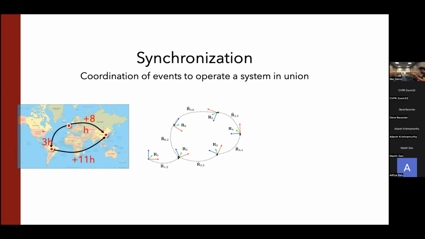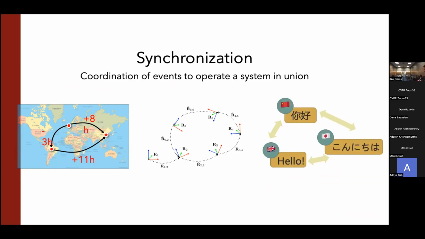Like we have, for instance, camera pose graphs where each vertex is a rotation, and we want to average those over the entire graph. And you also see it in language models, for example, where you want to translate between different languages. You seek cycle consistency between those languages. That can be phrased as a synchronization problem.